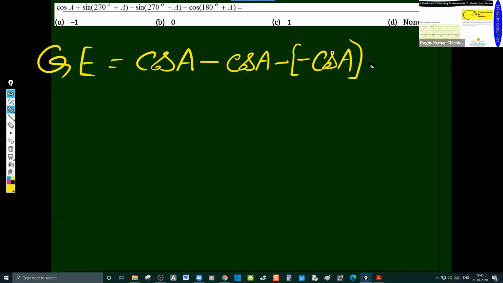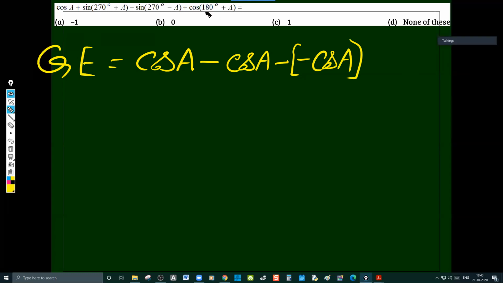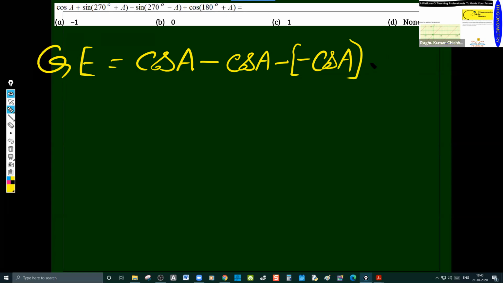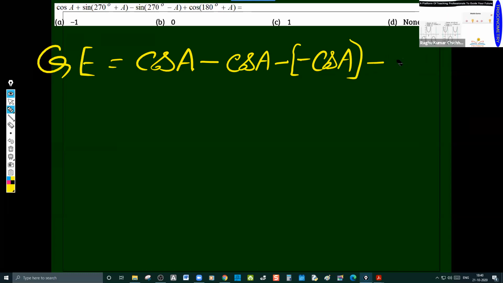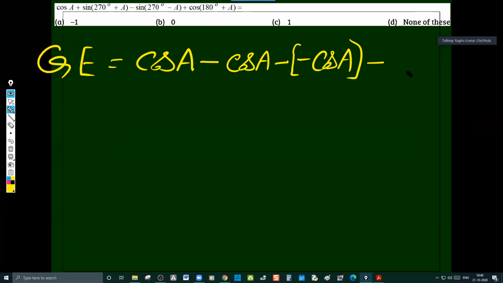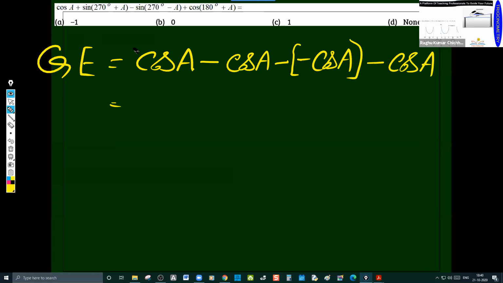Similarly, cos of 180 plus A, please. 180 plus A, which quadrant? Third. In the third quadrant, is cos negative or positive? Cos is negative. Does 180 change or not? No change. So what will it be? It will remain cos. So you can say this is plus cos A minus cos A. Again, plus cos A minus cos A. Your answer is 0. That's it.